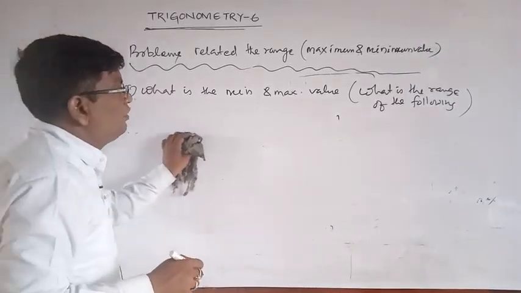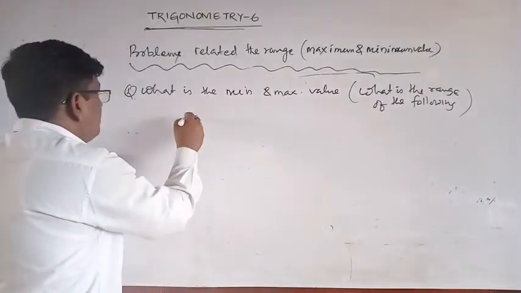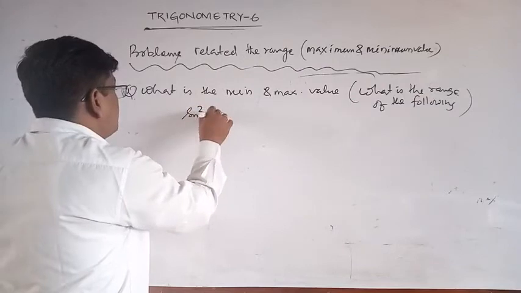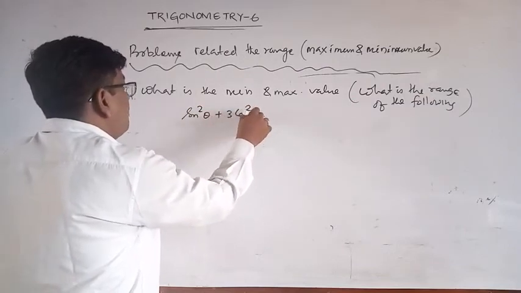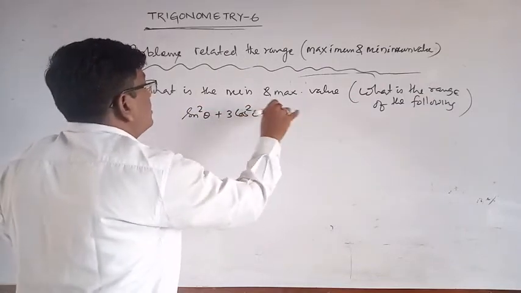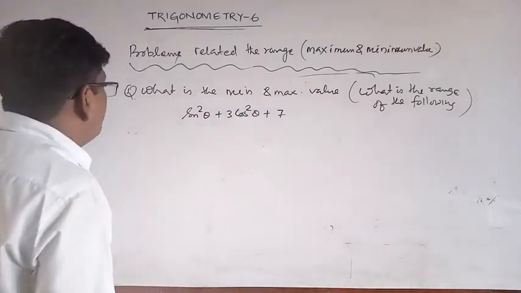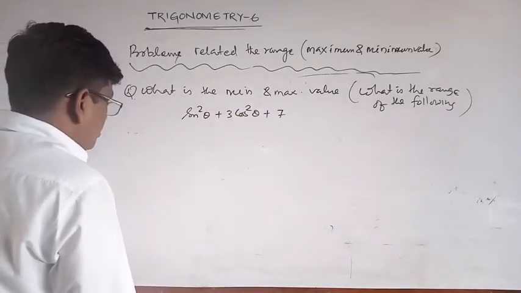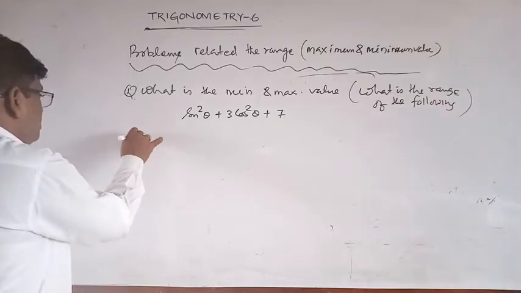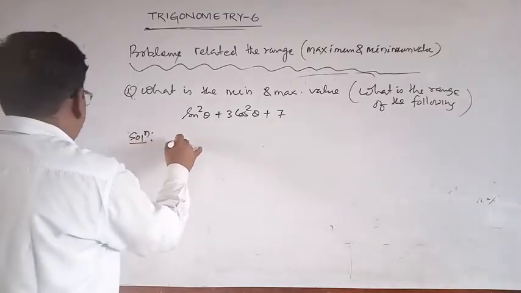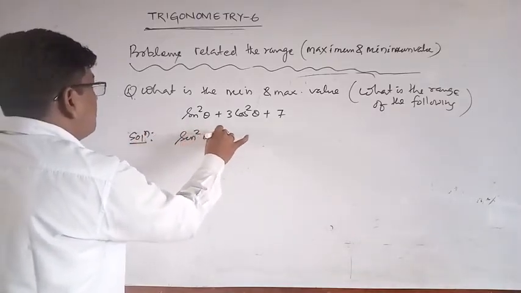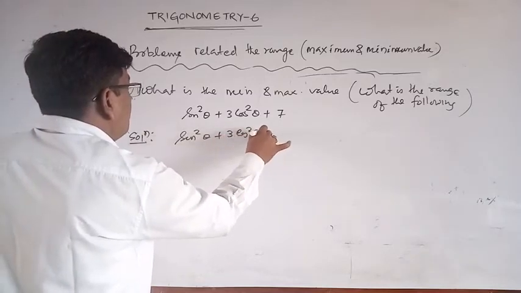What is the minimum value of sin square theta plus 3 cos square theta plus 7? Solution is, that is sin square theta plus 3 cos square theta plus 7.